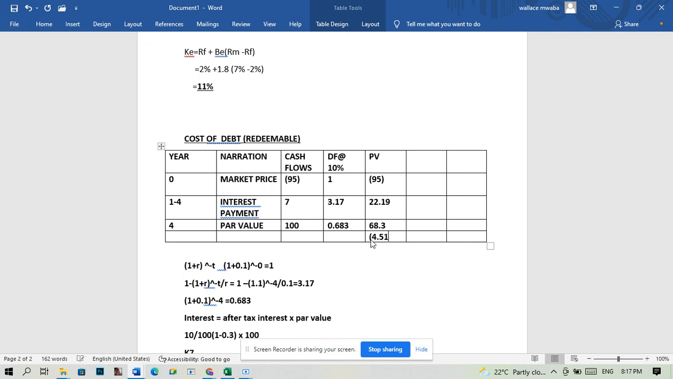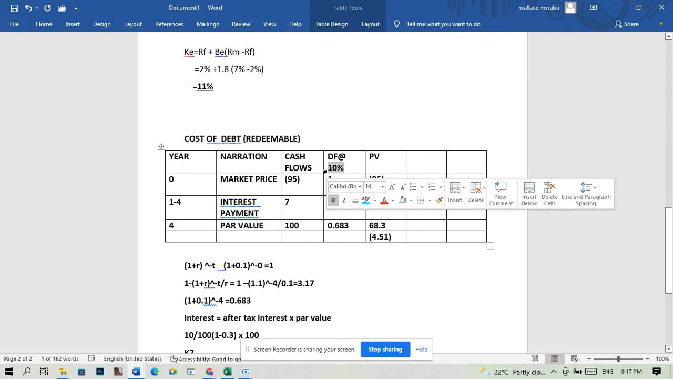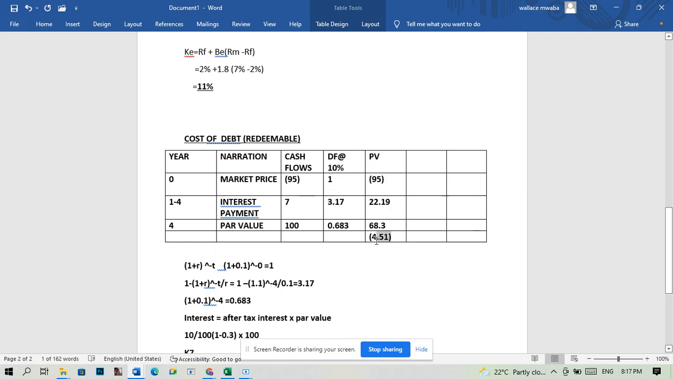4.51. All right. So since our present value is negative, we're going to divide our discount factor by 2. If this value was positive, we would have multiplied our discount factor by 2. Okay, that's the whole concept.